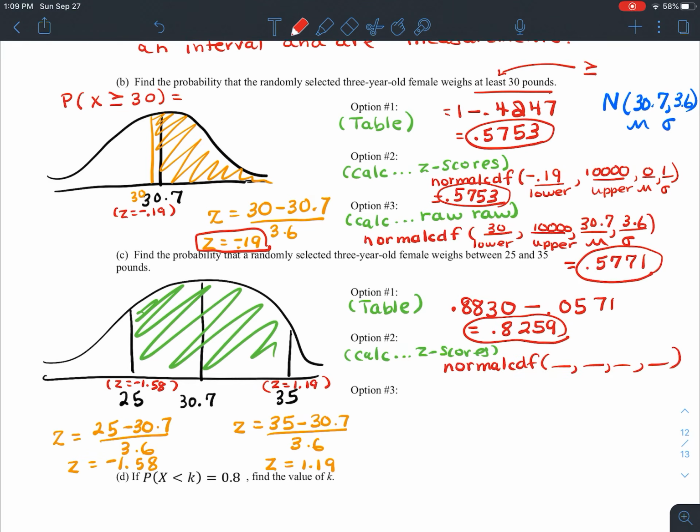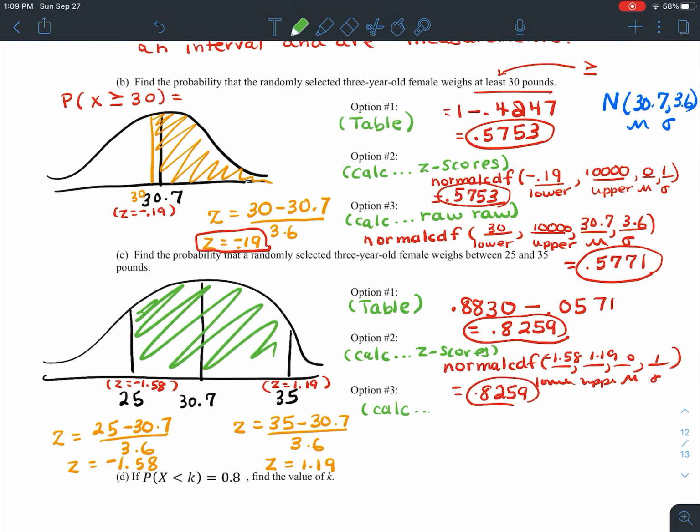Okay, the second method is to use the calculator, but to use z-scores. So we're using z-scores here. I'm going to go normal CDF. I need to label lower and upper. We're just going to use the z-scores that we had there, negative 1.58, 1.19, 0 for our mean, and 1 for our standard deviation. We type that in, we get 82.59%, the exact same value we got when we used tables.